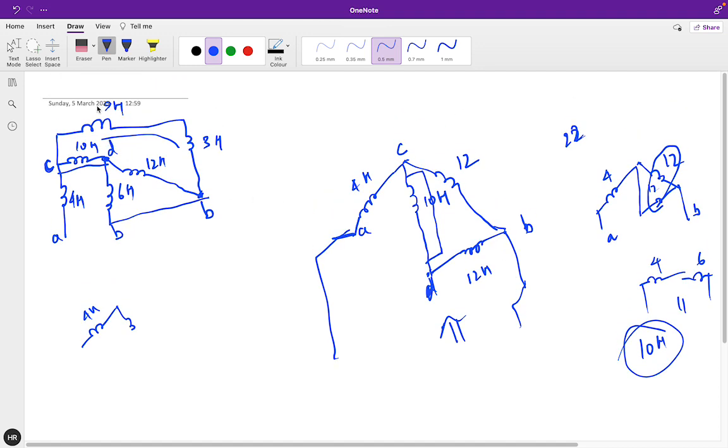Means 9 Henry is there. 9 Henry plus 3 Henry in series, then it will become 12 Henry. And 12 Henry parallel with 12 Henry, it will become 6 Henry. And then 6 Henry is parallel with 6 Henry, it will become 3 Henry. And 4 plus 3 is 7. You are saying like this. No, that is 6 Henry. We missed that point also. So correct only, so 7 Henry will be the answer.